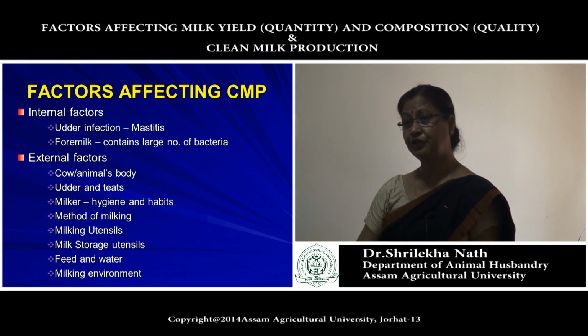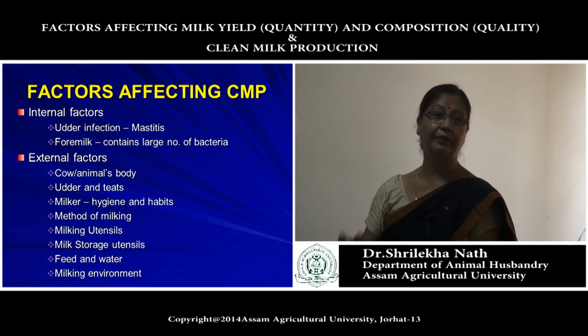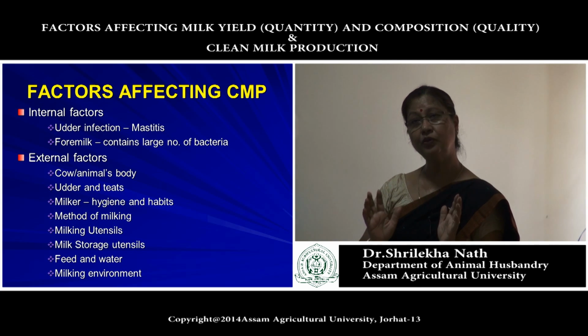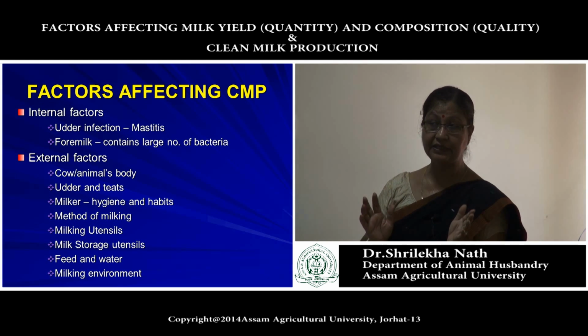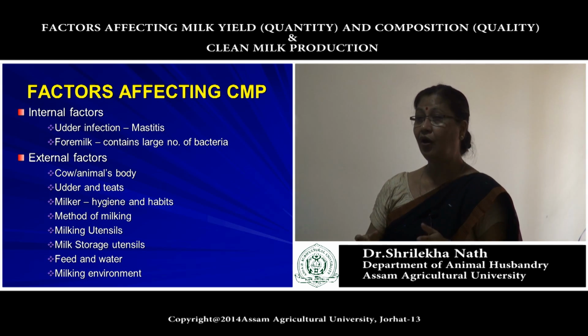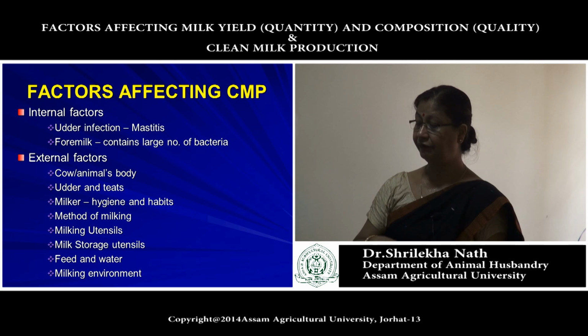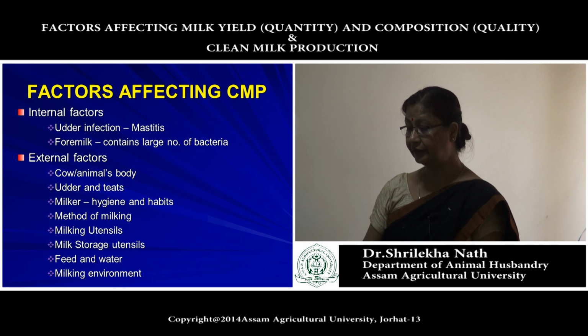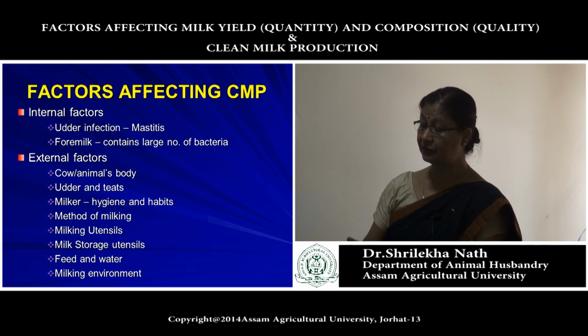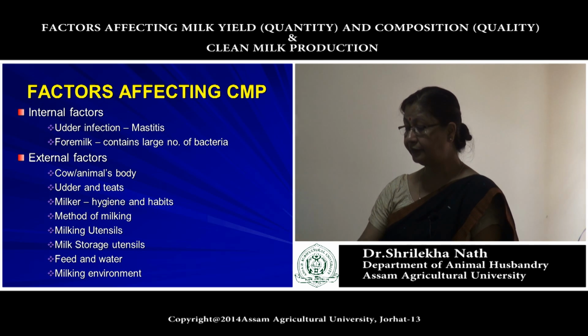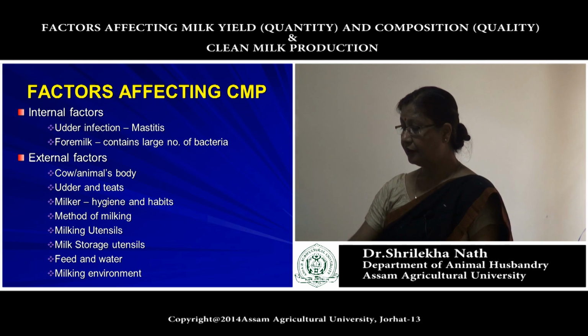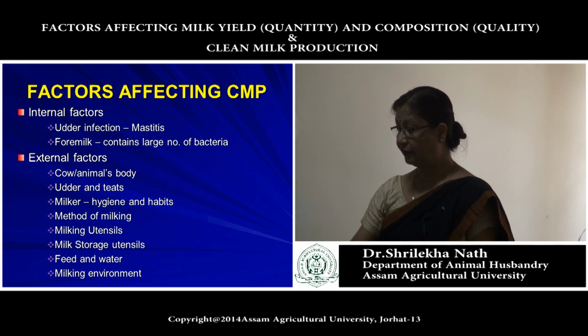So what are the factors which are responsible? There may be internal factors, there may be external factors. Internal factors, mostly it is the udder, condition of the udder, whether it is diseased, whether it is injured, etc. Or internal factor is in the milking, how you milk. External factors are what? The animal's body, whether it is clean or not, the condition of the udder, the hygienic condition of the milker, the method of milking which is followed, the utensils, how they are stored and collected, feed and water, and in general the environment of the shed. So in chart wise, if you see, this I have given you.